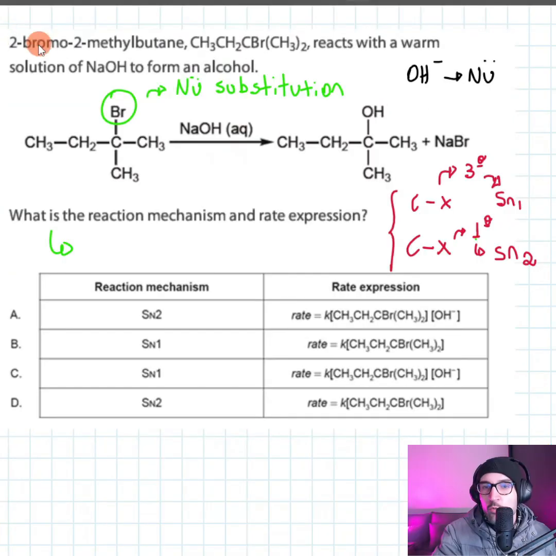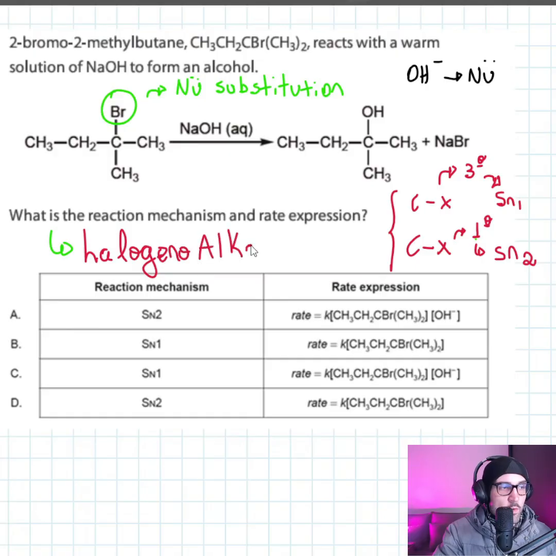Let's go. 2-bromo-2-methylbutane. So this molecule right here, the bromine is on carbon number 2 and there is also a methyl radical. It reacts with a warm solution of sodium hydroxide to form an alcohol. So what's going on here? This molecule, this halogenoalkane, that's the name of the function, is going to undergo a nucleophilic substitution.